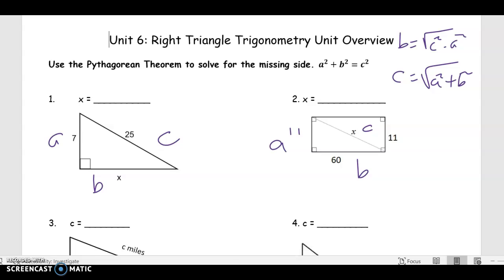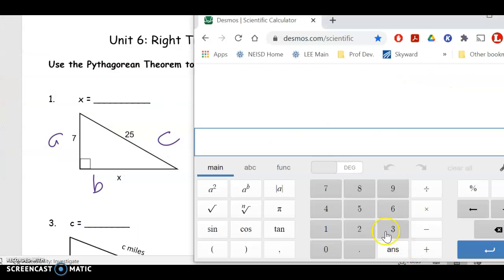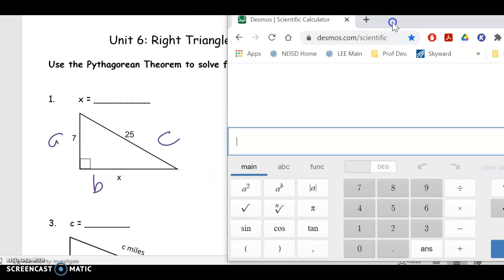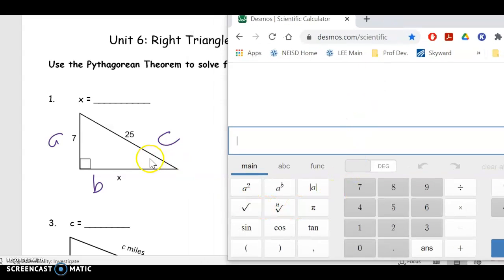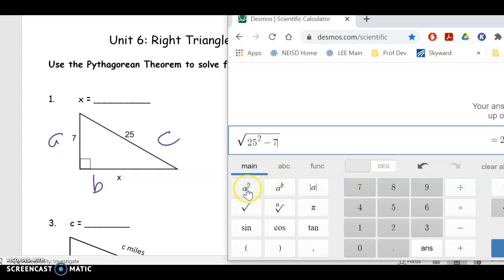So using my Desmos calculator, for the first one, I would set it up like this. Since this is a b, or a leg, I'd want to take the square root of 25 squared minus 7 squared. Okay? Now, I type that in. You can't actually see the answer, but it's there. Okay? So that's what I would do for that first one.